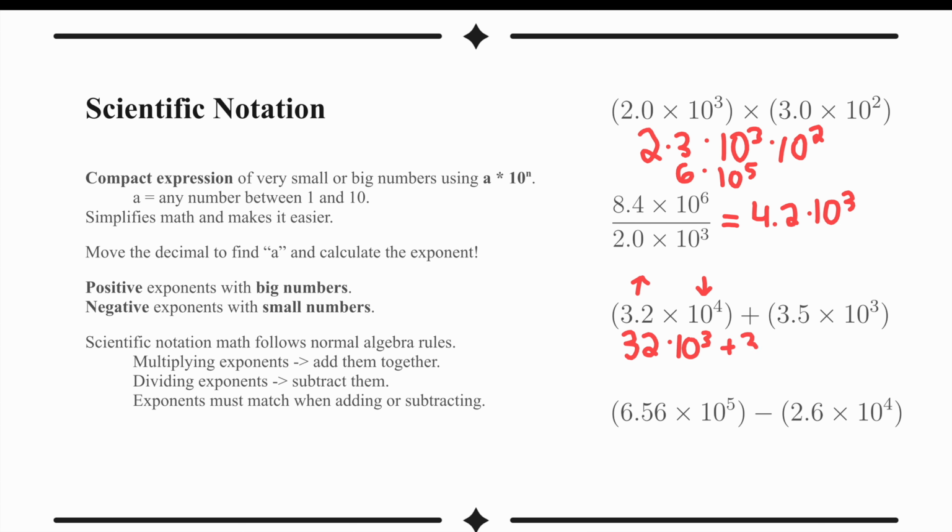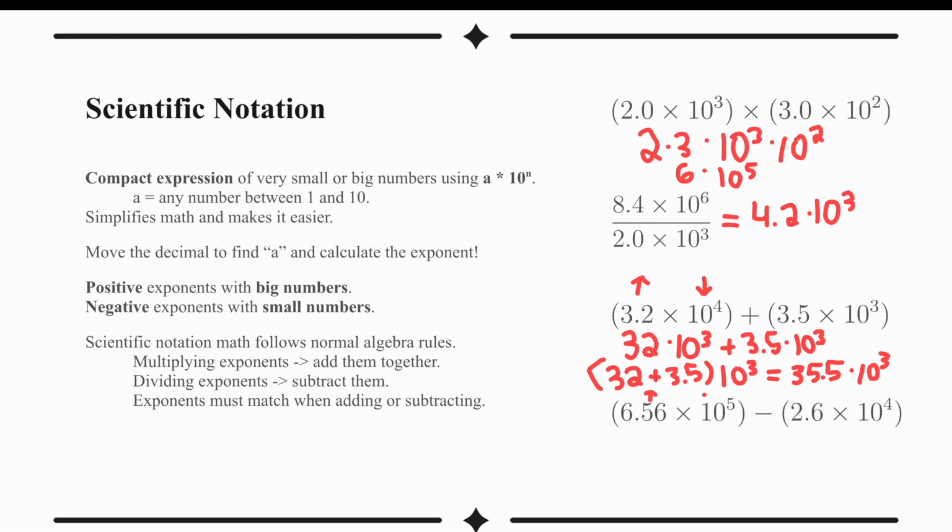So when we add that to 3.5 times 10 to the third, we can take the 10 to the third out of the equation and rewrite this as 32 plus 3.5 times 10 to the third. And this will end up being 35.5 times 10 to the third. Again, we needed to have the exponents match in order to do this. Similarly, for subtraction, we need to rewrite this.